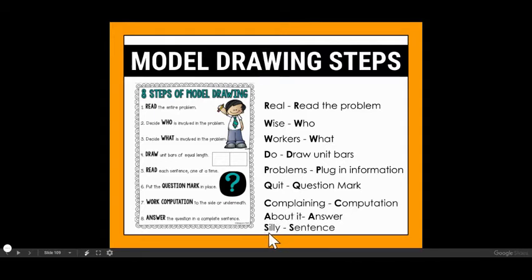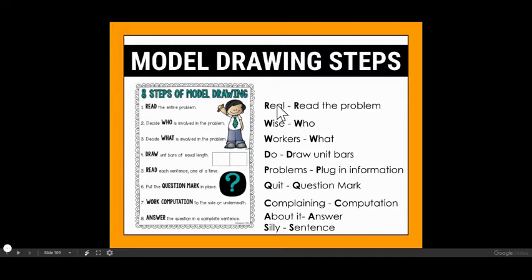So we added in silly for the S so that we could remember sentence. So the saying that I use every time when I'm doing model drawing is real wise workers do problems, quit complaining about it, silly. And it's kind of long, but the fact that we do it so often makes it a lot easier to remember.